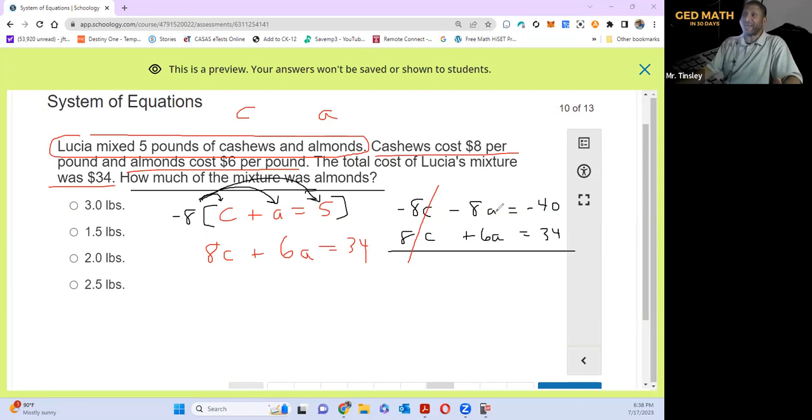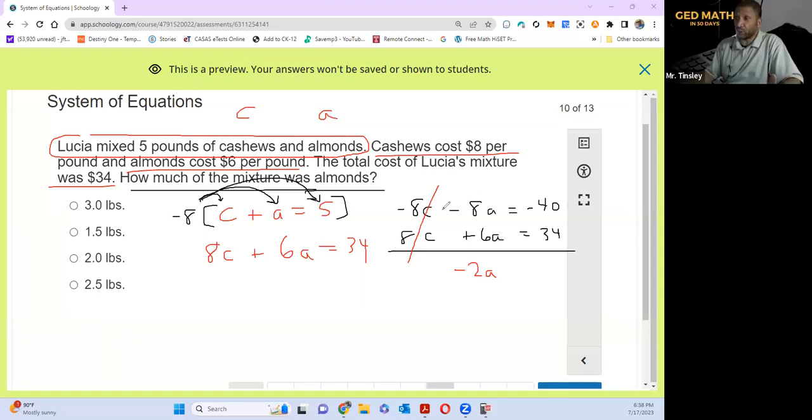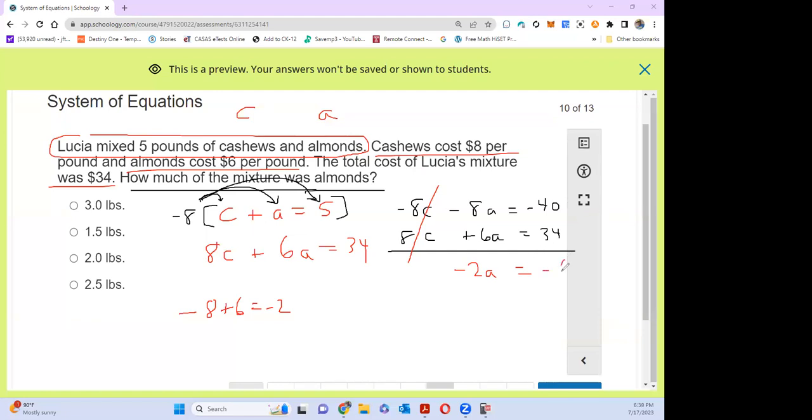So what is -8A plus 6A? It's -2A. Why? Because we take the two coefficients. This is combining like terms. -8 plus 6 is -2. That's where we got the -2A. So -2A equals, what's -40 plus 34? It's -6.